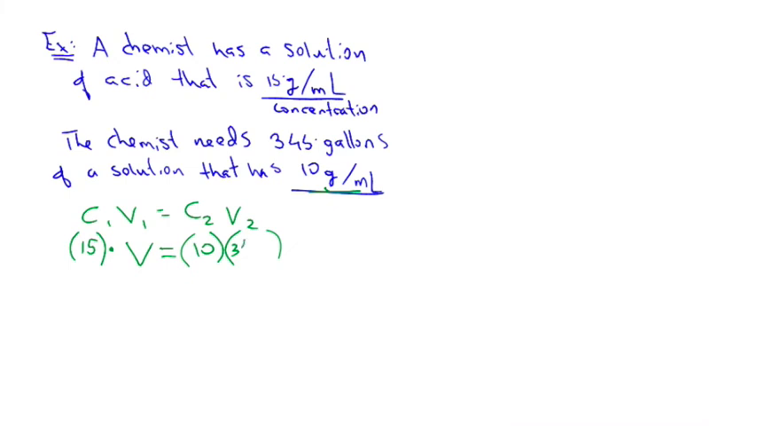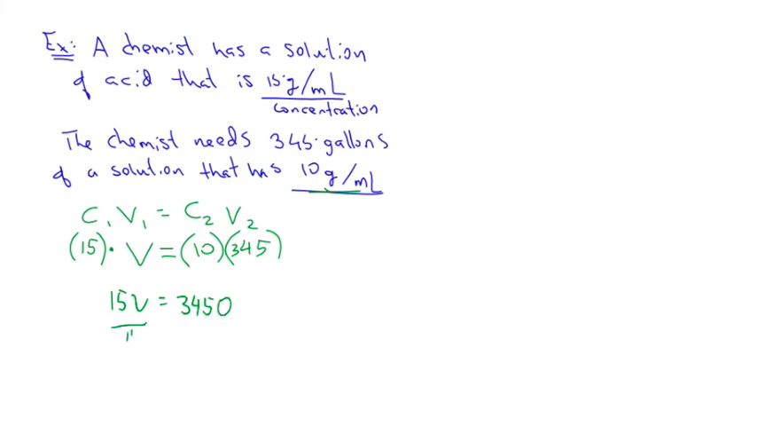345 gallons. So when we solve for V, what's its measurement unit going to be? Gallons. The C's are measured in grams per milliliter. The V is measured in gallons. So when we solve for V, it'll be gallons. All right, so how do I solve for V? You multiply these two together and you get 15V is equal to 3,450.